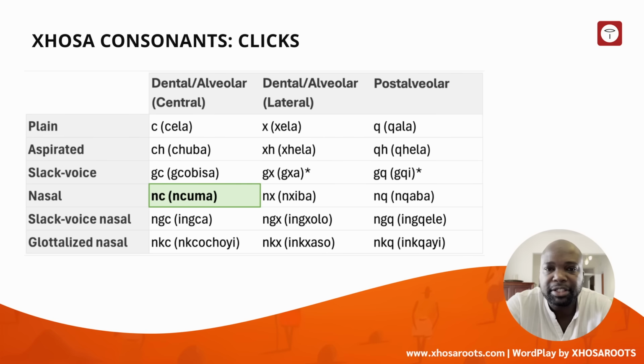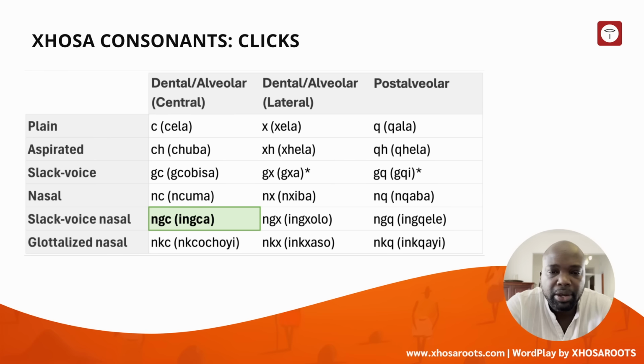Then we have the nasal version, nca, which is a pre-nasalized version, ncuma, smile. The slack voice nasal, or the slack voice that's pre-nasalized. The slack voice is da, the nasal is nca. Then the slack voice nasal is nca. An example is inca, grass.